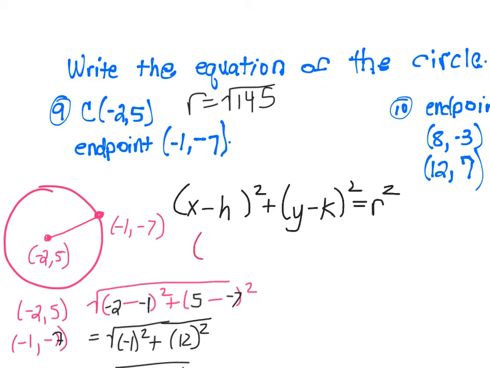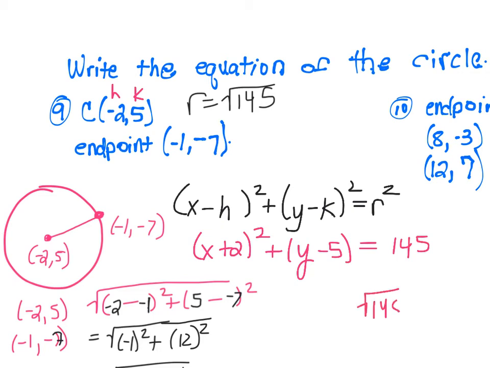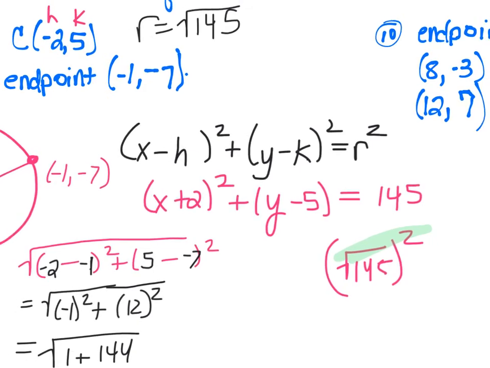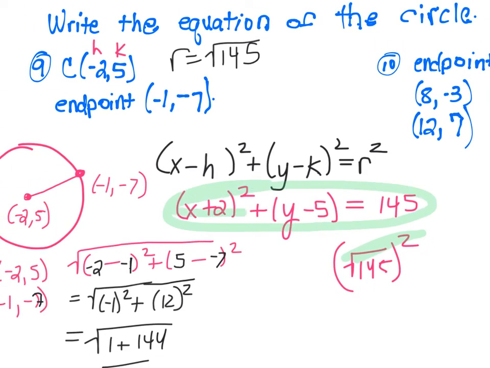So if I'm going to write this equation, it's x, what? Minus 2. Minus, what kind of a 2? Yeah, plus 2. So it's x plus 2, squared, plus y minus 5, squared, equals 145. Because this is the square root of 145 squared. What happens when you square a square root? The square root and the square cancel, so that's why we have right here just the 145.